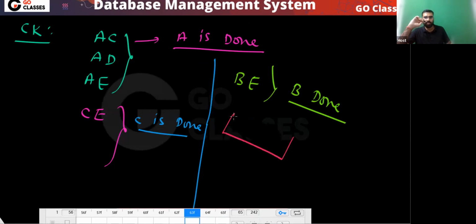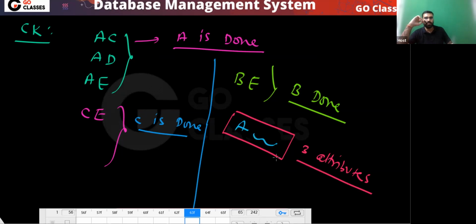If you want to check three attributes, you cannot take A. Why? Because if you take A, what are the remaining two? A is already pairing with everyone other than B. If you put A, then whatever the remaining two are, it will automatically become a non-candidate key because these are already candidate keys. So A you cannot put.